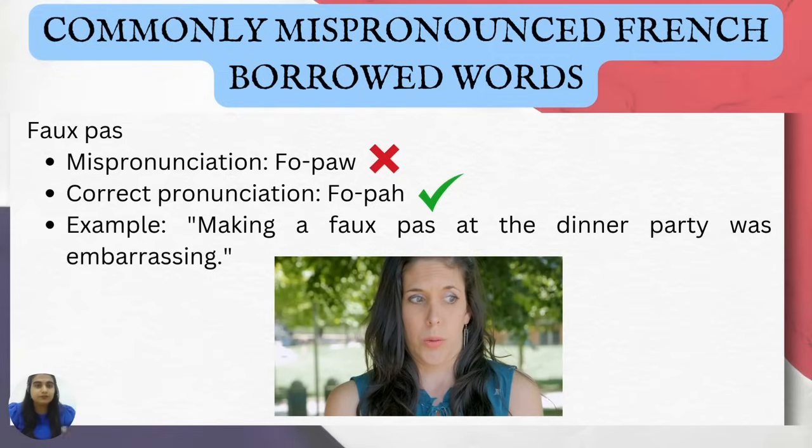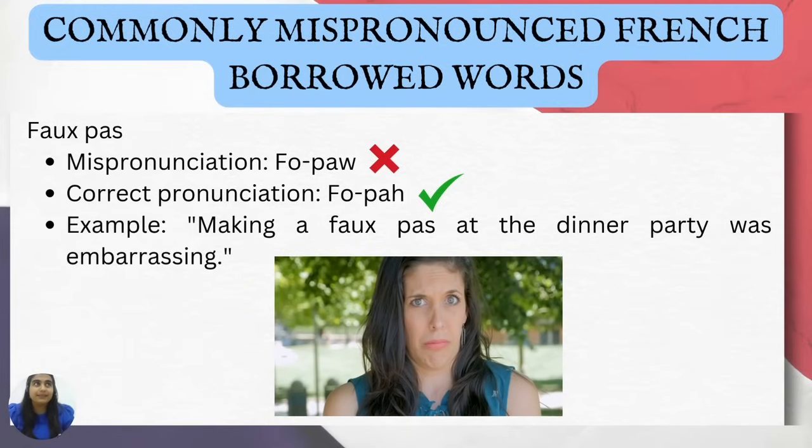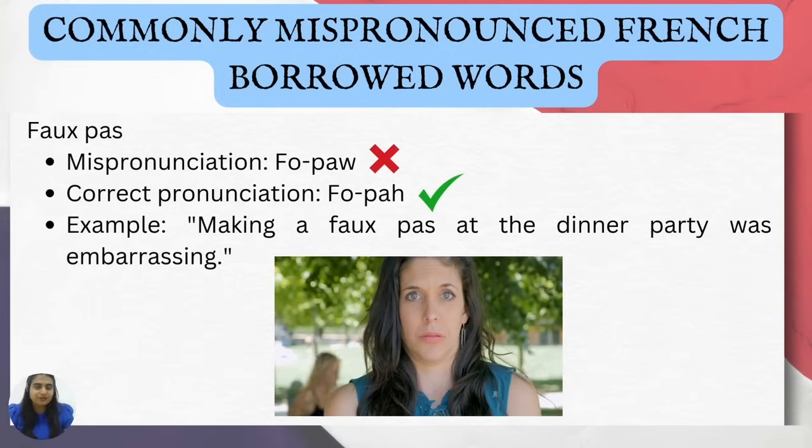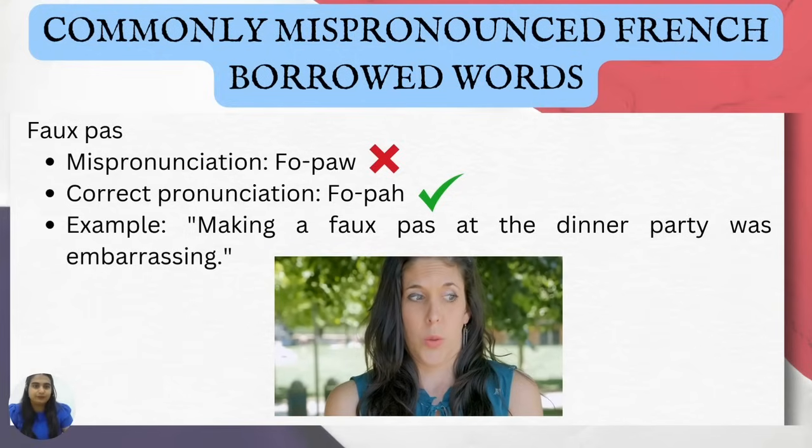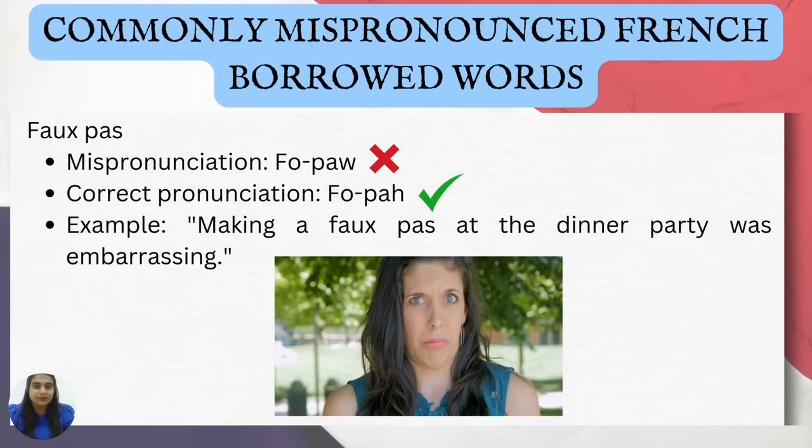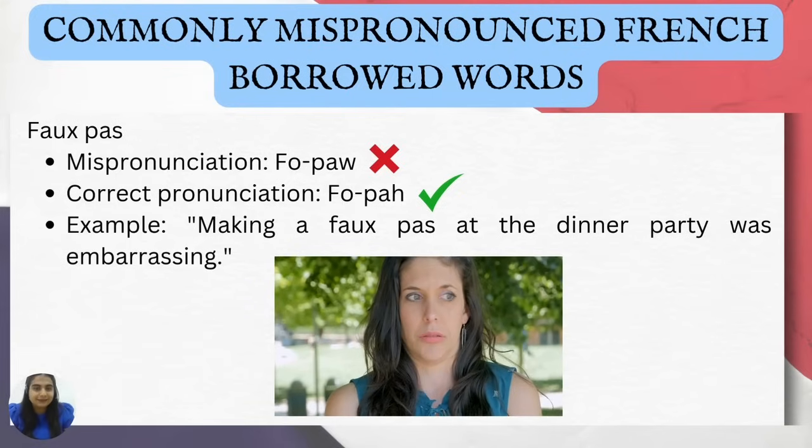And the last one for today would be faux pas. Faux pas. So not faux pas, but faux pas. Now, faux pas is making a blunder or a mistake in front of a lot of people, which is like a very embarrassing thing. Alright? So making a faux pas at a dinner party was embarrassing.